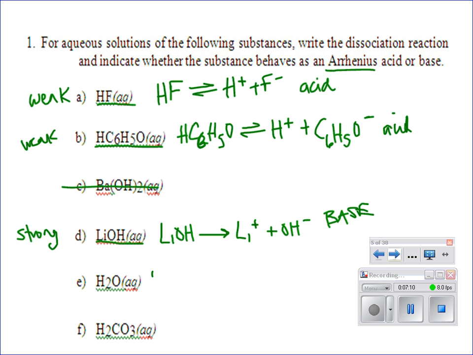Water. Strong or weak? It's definitely weak. And we know it is because didn't we need to write a K for it? So it's got to be weak. And then what is it ionized to? H plus OH minus. Is this an Arrhenius acid or base? An Arrhenius acid produces H plus. An Arrhenius base produces OH minus. Which one is it? It's both.